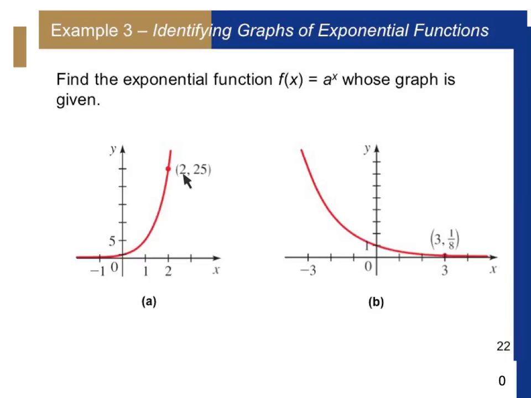Okay, so think about this. We have 2 and 25, right? 2 is our x, and we're looking at f of x equals a to the x, right? So we can say a to the 2 equals 25, which means our a must be 5. So this would actually be f of x equals 5 to the x.